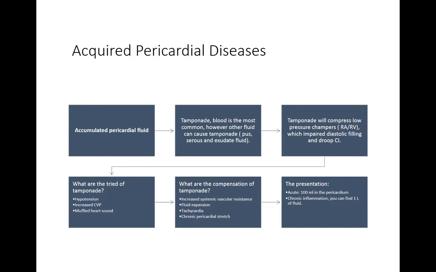How does tamponade present? If it's acute tamponade, you need as little as 100 ml in the pericardium to cause tamponade. However, in the chronic cases, when there is time for the pericardium to stretch, sometimes the pericardium can take up to 1 liter.